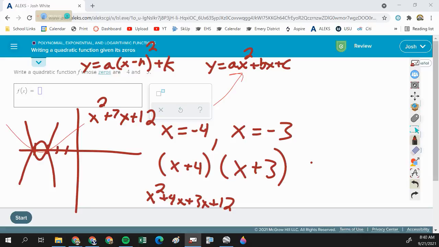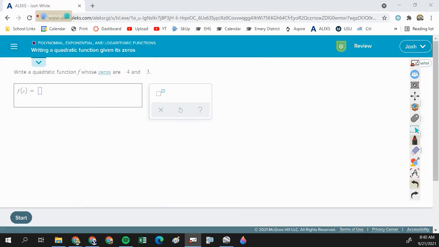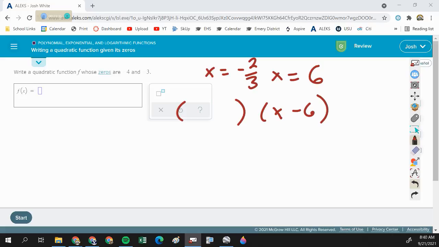I'm not sure they're going to do this to you, but what if one of the roots was a fraction? So this is going to be x minus 6. What's the other one going to be? You could do x minus 2/3, but then your quadratic is going to have fractions in it, and there's an easier way to do it.